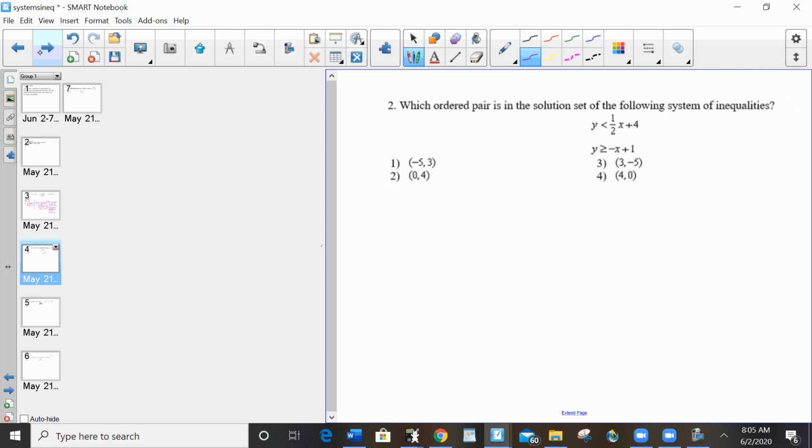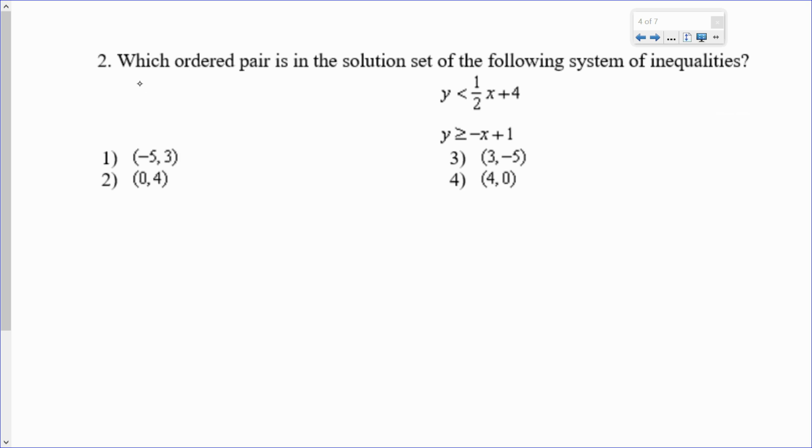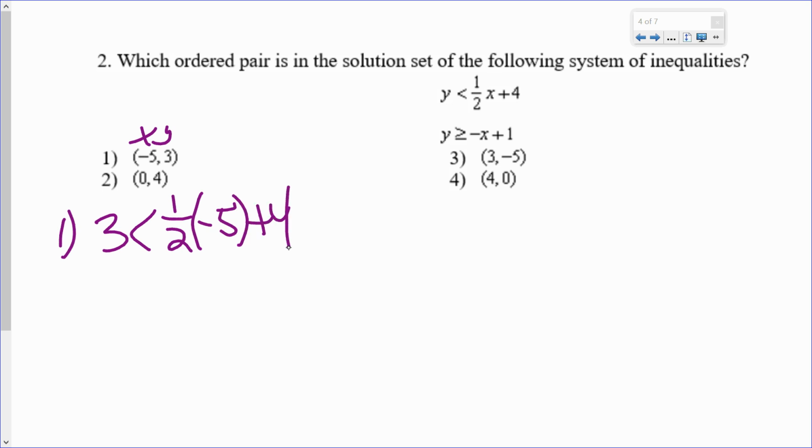Number 2, I'll get you started. Again, I'm going to go through each choice. It's got to work for both X and Y. So for choice 1, X is -5, Y is 3. 3 is less than 1/2 times -5 plus 4. We're going to see if that works. If that works, we're going to try it in the bottom inequality, and whichever one works for both is going to be your answer. So I'm going to give you a couple minutes right now to try this on your own. Then I'll go over it, and then we're going to move on.